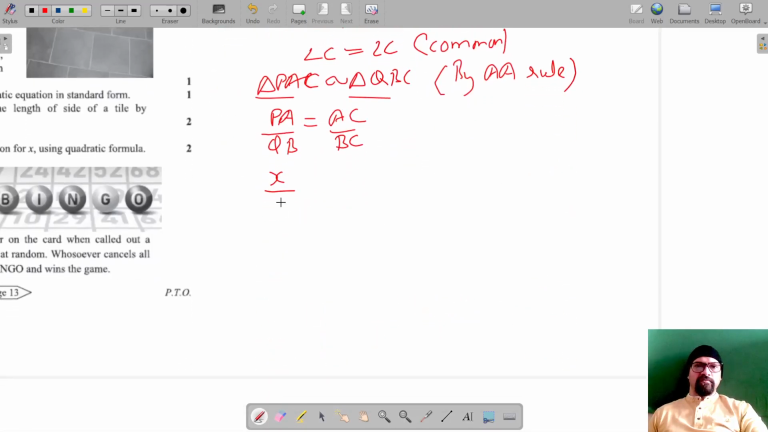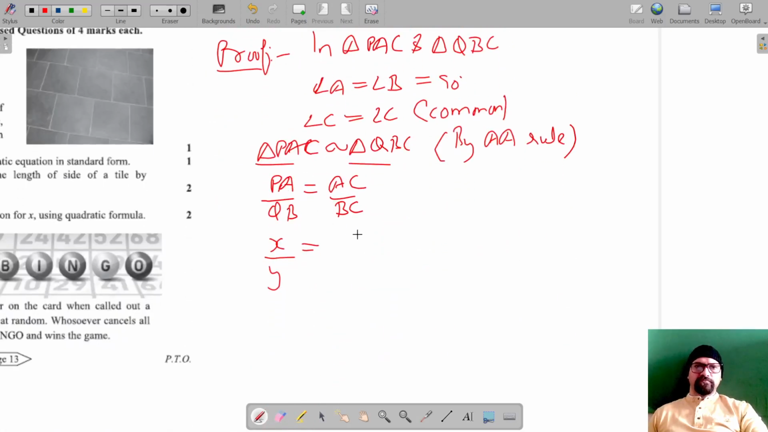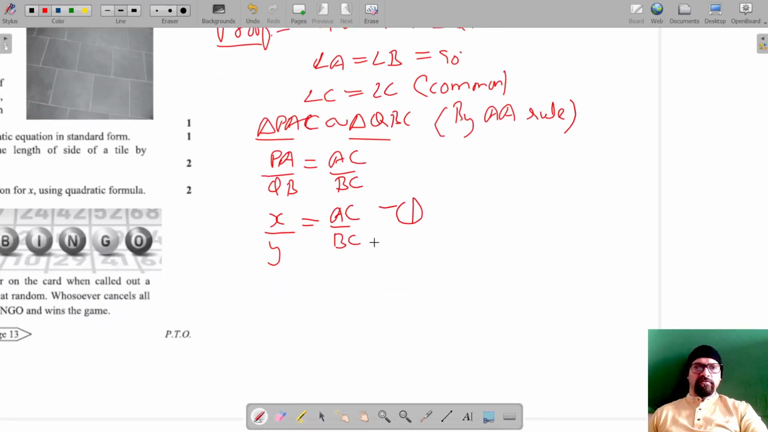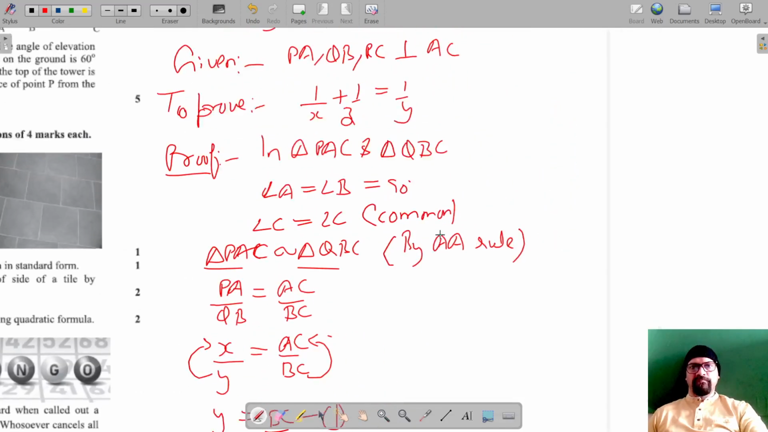and PA is X, QB is Y, and AC, let's write this as AC and BC. So this is equation 1. I'm going to write it as the reciprocal. So Y upon X, by reciprocal of this, so this also has to be reciprocal. So BC by AC, and let this be the first set of equation.